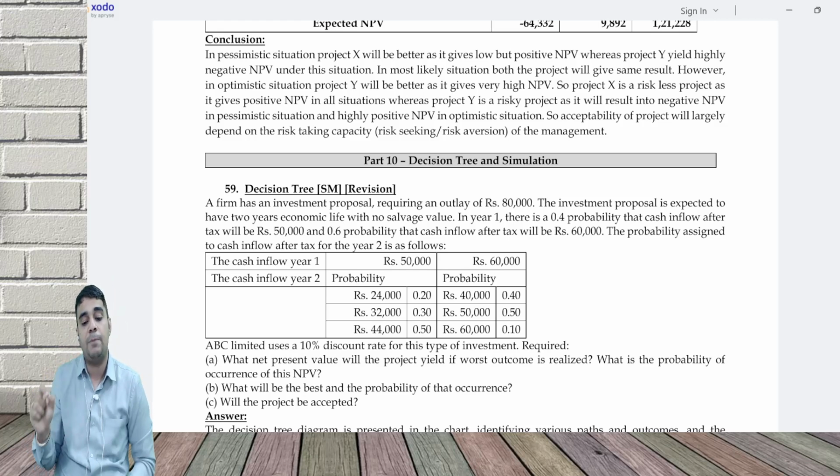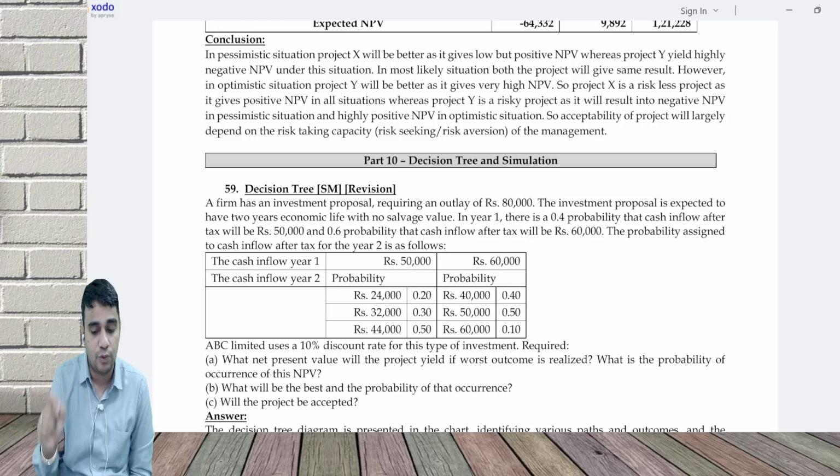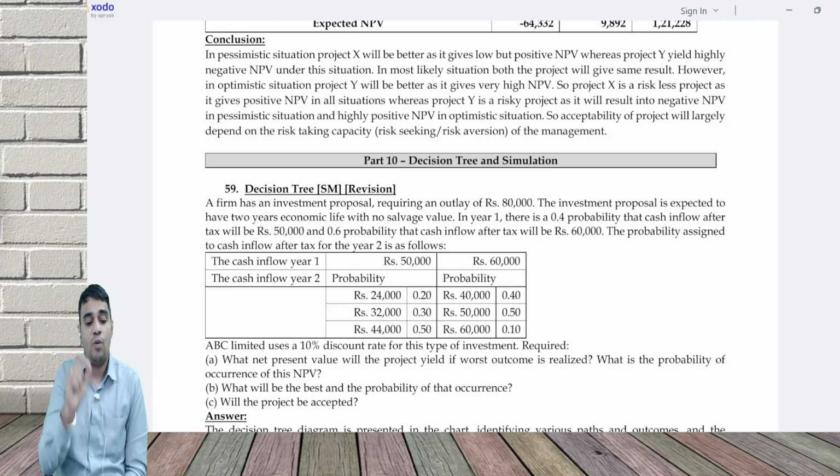What NPV will the project yield if the worst outcome is realized? What is the probability of that? What is the best outcome and its probability? Will the project be accepted?